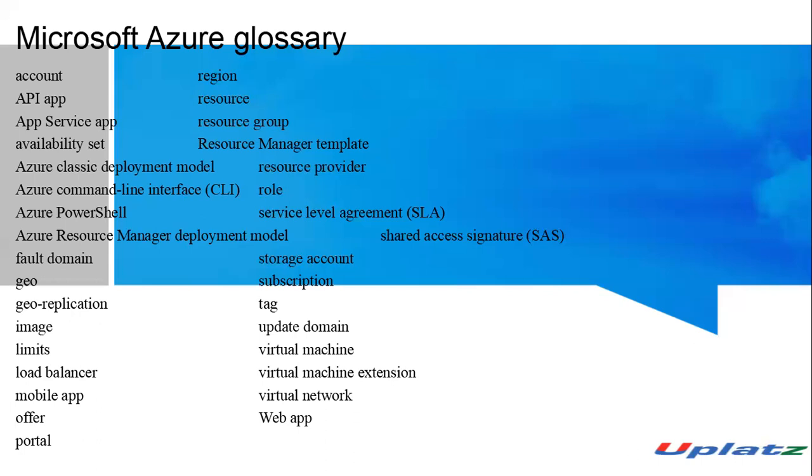Then we have Azure Classic Deployment Model. One of two deployment models used to deploy resources in Azure. Some Azure services support only the Resource Manager deployment model. Some support only the Classic deployment model, and some support both. The documentation for each Azure service specifies which model they support.